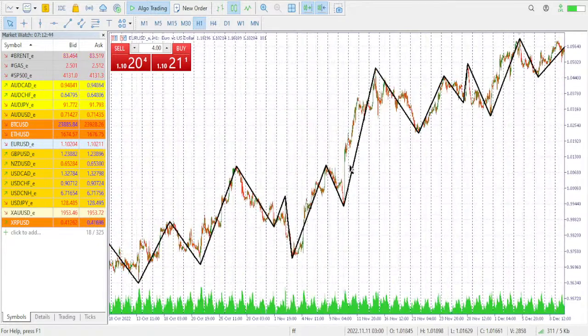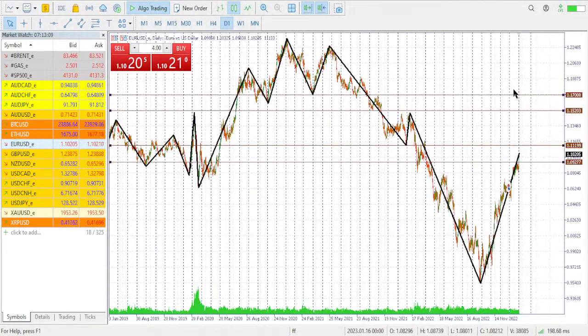We do expect that the buyers will push it. So if this line is broken, our next target is this one. If this is broken, then our next target is this one here.